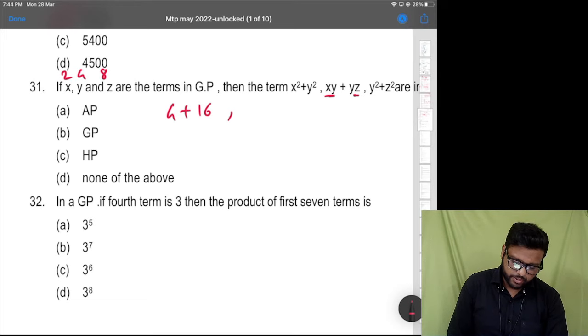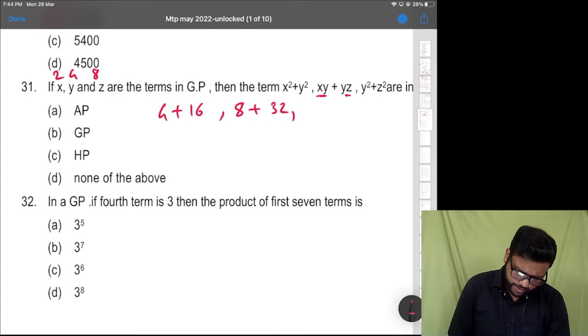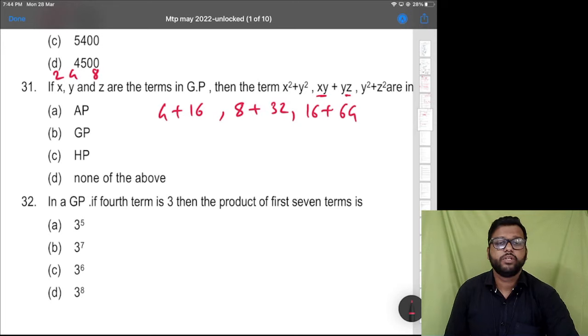Then xy plus yz is what? X into y is 8. Y into z is 32. And y square plus z square is what? 16 plus 64. So let's check how much this is.